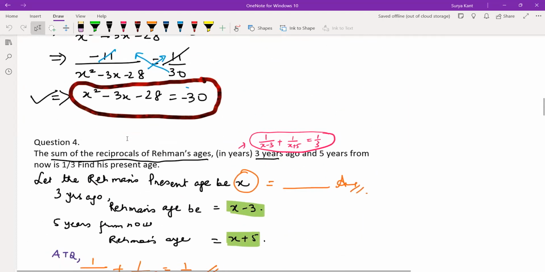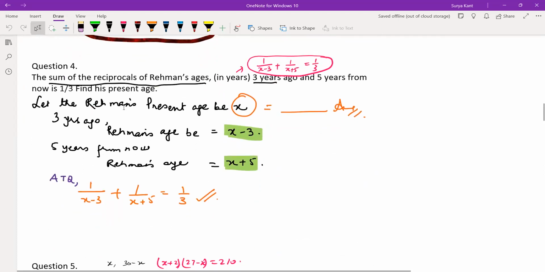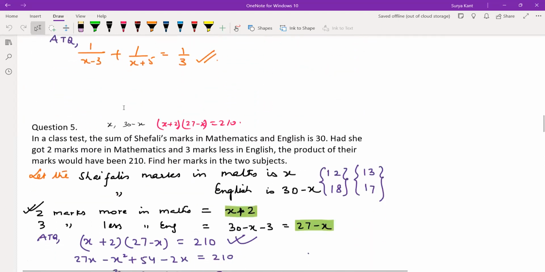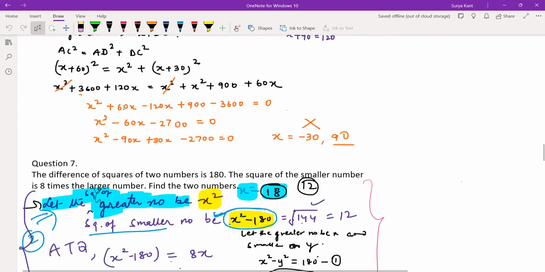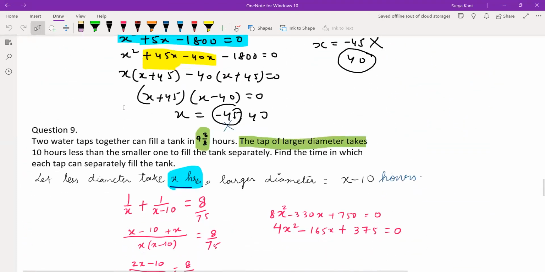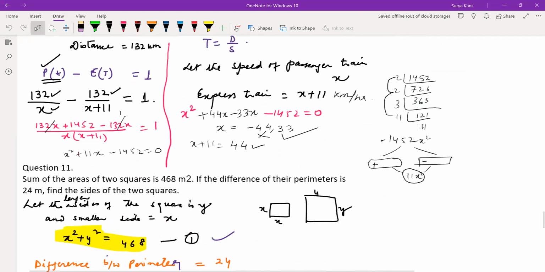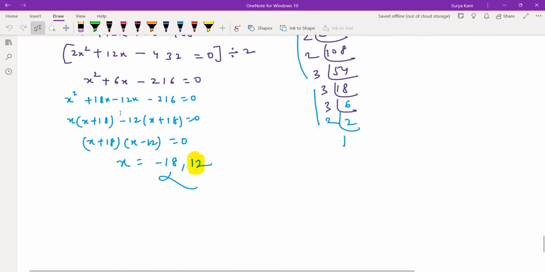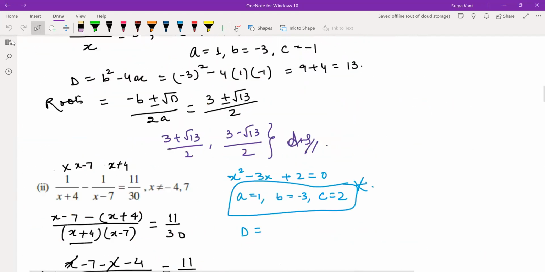Age question, based on age. Always consider the present age first, then only you can do anything. This is marks, then distance, water taps, express train, some of these squares. These are the only questions there. Next, anything else there?